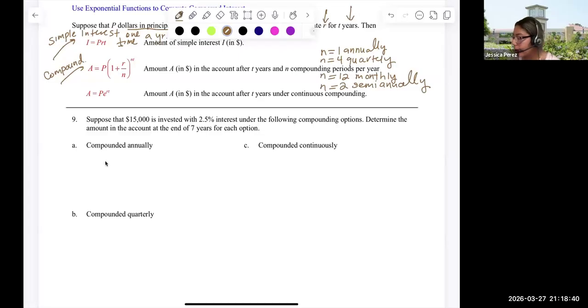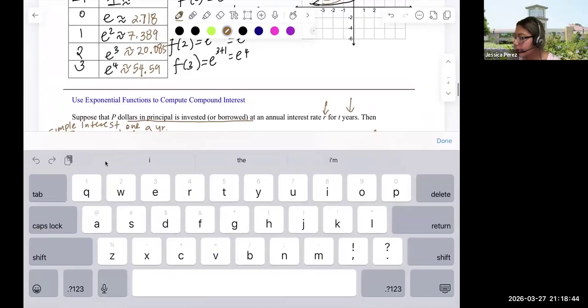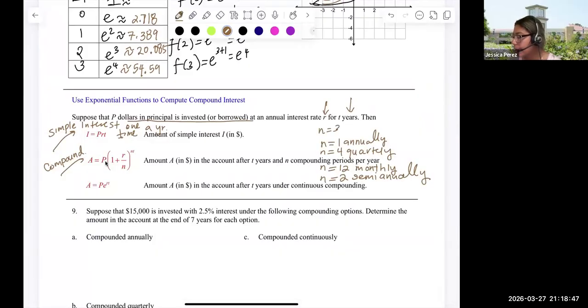And then daily, of course, if it's compounded daily, N would be 365. If N is equal to 1, annually. If N equal 4, quarterly. N is equal to 12 would be a monthly interest. And then N equal 2 would be semi-annually. So these are the different types that you guys can identify when you're doing your homework for compound interest periods of time.